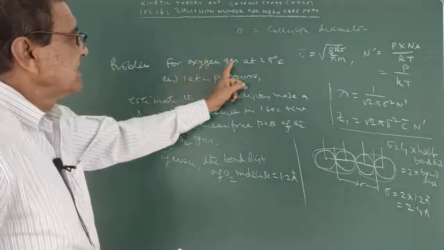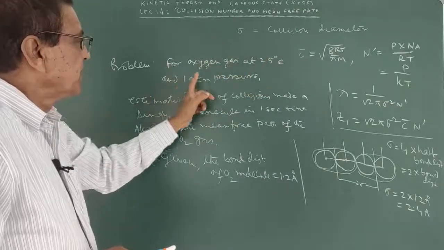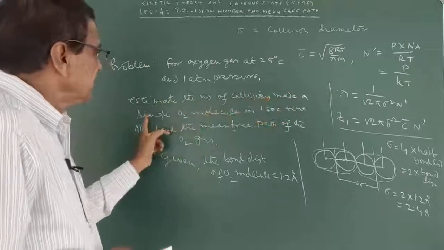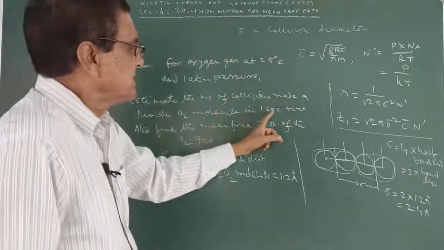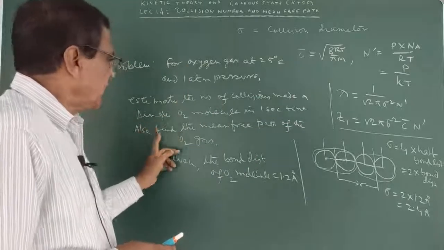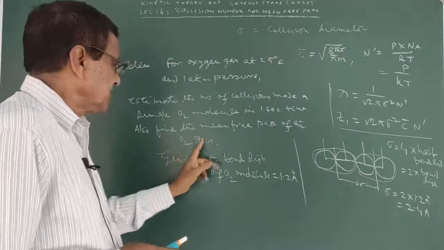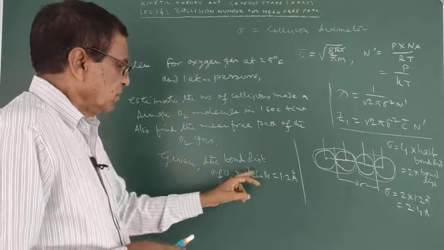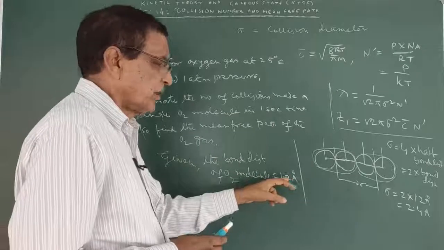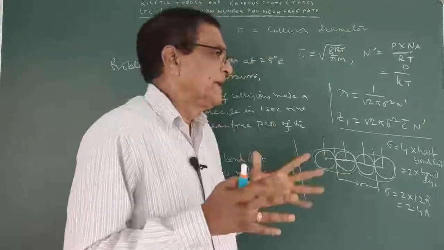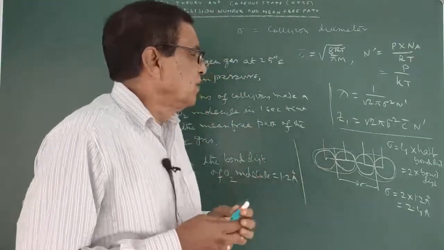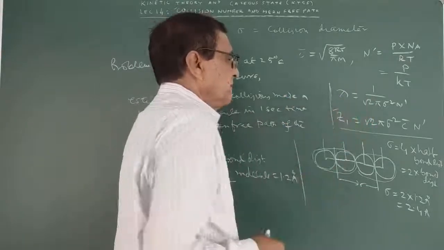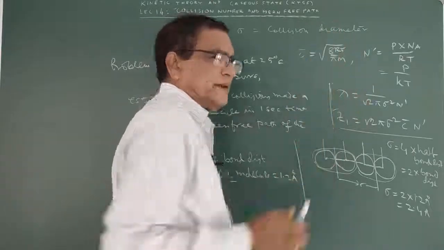for oxygen gas at 25 degrees centigrade and 1 atmosphere pressure, estimate the number of collisions made by a single oxygen molecule in 1 second. Also find the mean free path of this oxygen gas, given the bond distance of the oxygen molecule equal to 1.2 angstrom. So this is the problem. We have to calculate first Z1 and then lambda.